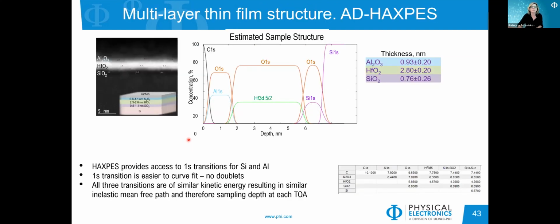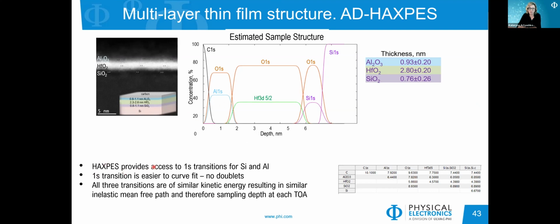Here's an example of a 3-layered structure. We have TEM that probed at multiple positions. We know that it's approximately 1 nanometer alumina on top of 2.5 nanometers hafnia on top of 1 nanometer of silicon, and the substrate is silicon. So now we have access to 1s transitions.